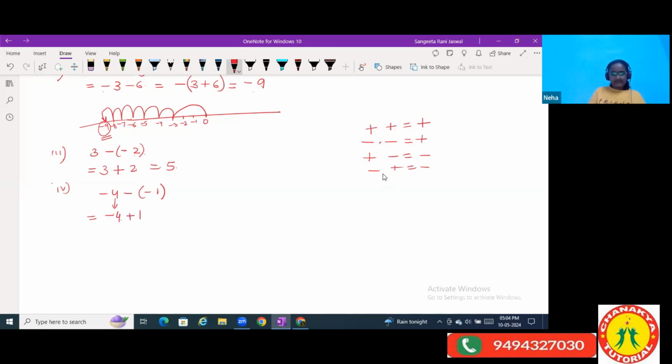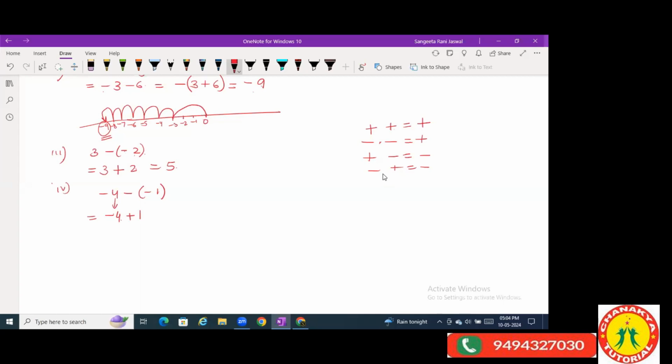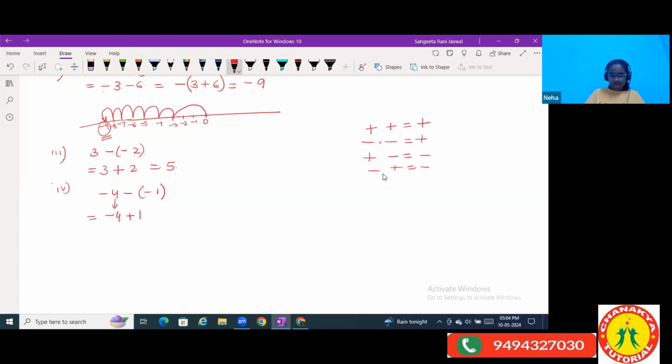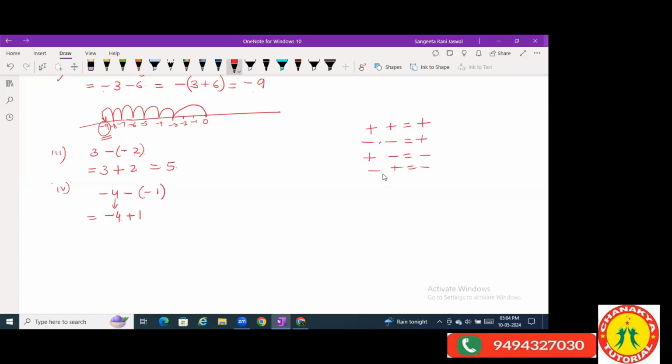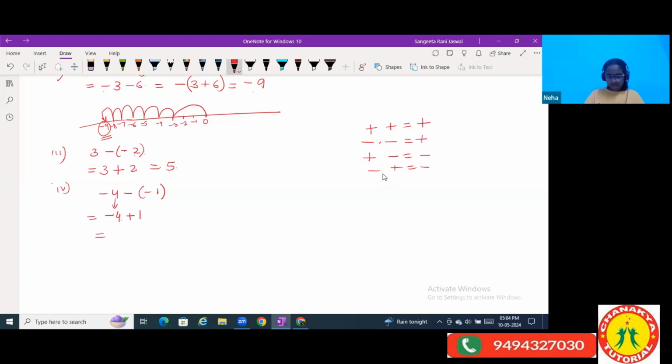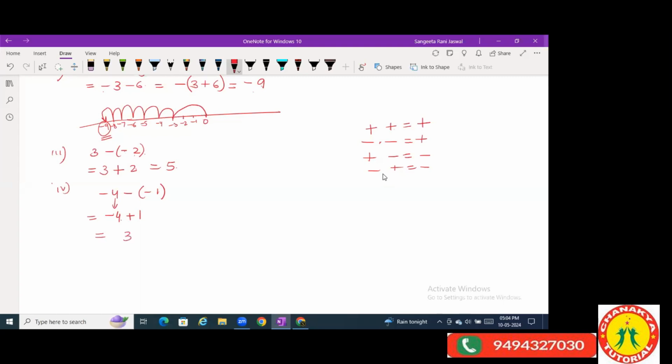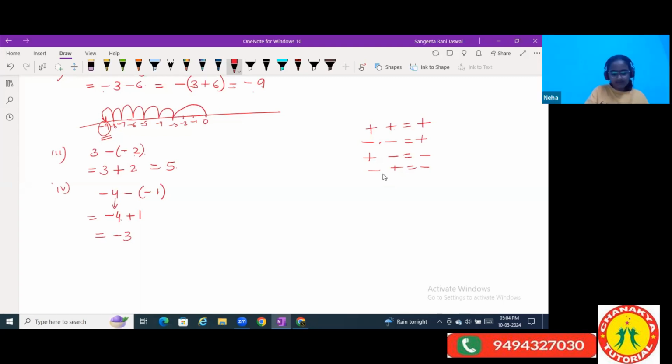Now again you see that the two numbers have different signs here. So when two different signs are there, we do subtraction. 4 minus 1 will be 3. And the sign of the bigger number, Neha? Negative. Yes, ma'am.